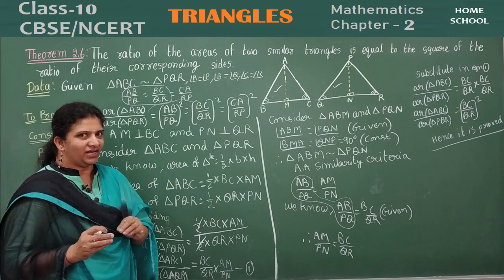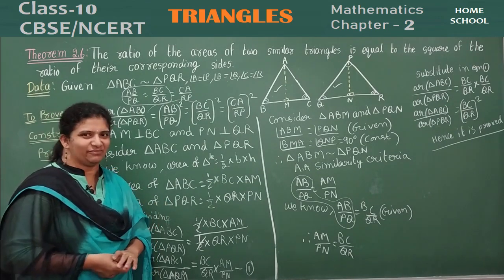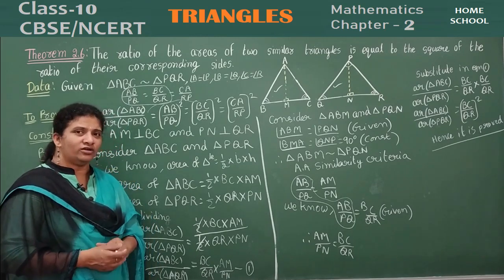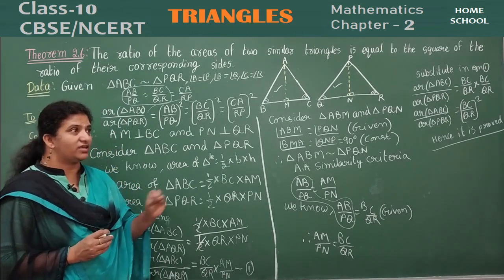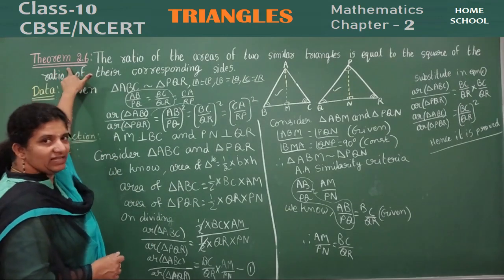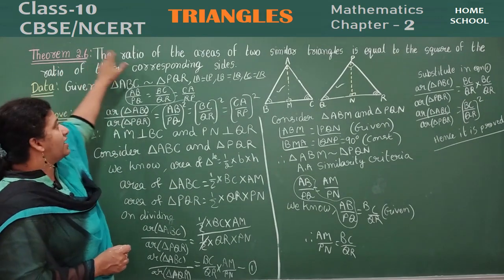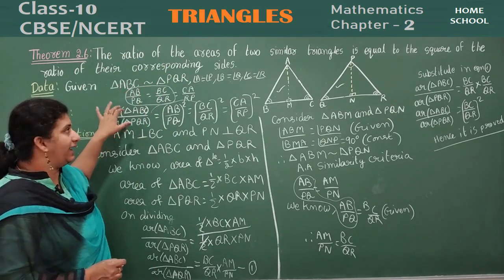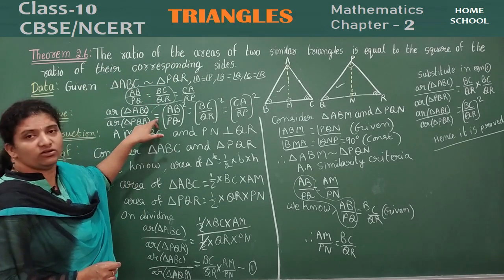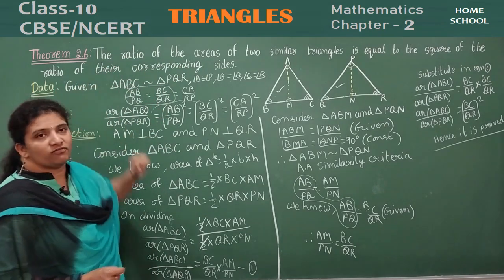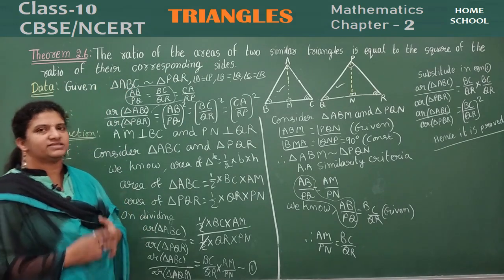Now, within a minute, you are going to write this theorem without saying it. Yes or no? Is it easy or not? You just have to tell me whether the theorem is easy or not. Theorem 2.6, areas of similar triangles. What is the statement? The ratio of the areas of two similar triangles is equal to the square of the ratio of their corresponding sides.